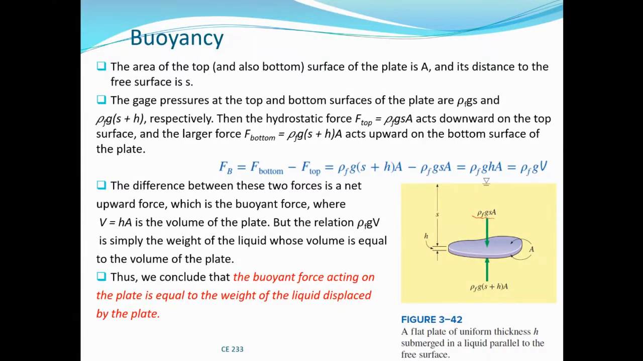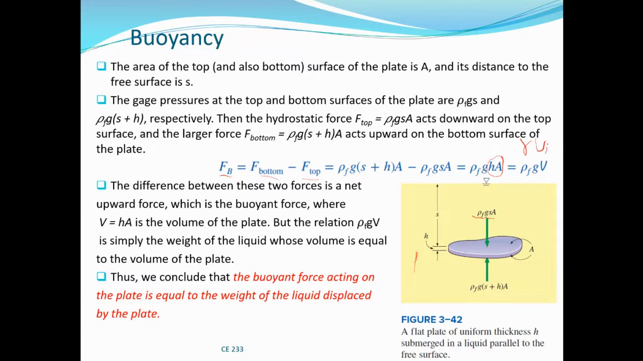Now, the buoyant force is the resultant force acting on the body, and the resultant force is going to be the algebraic summation. If we take the vertical to be positive, the force acting at the bottom minus that at the top will give us rho F G H A. HA is the volume of this plate. So it's rho G V, which is simply gamma V.